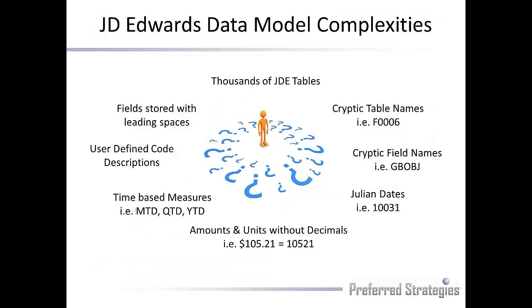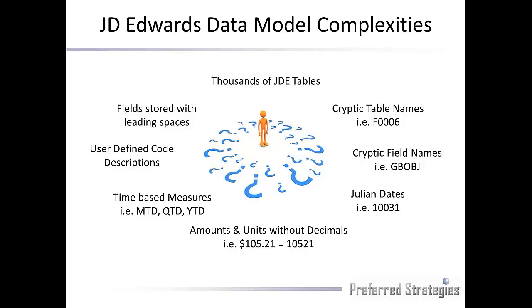So what are some of the data model complexities that companies, as well as vendors, have deciphered that they need a data warehouse to resolve? There are thousands of tables in JD Edwards, so identifying which tables apply to which modules is hard. Then there are the naming conventions: F0006 is the business unit master, GBOBJ is the name of the object account field. The dates are stored in a Julian format, and the amounts and units are stored without decimals.